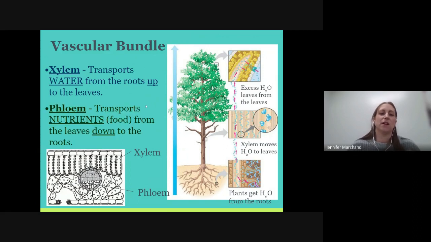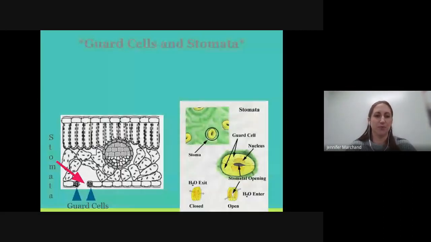And then you also have the phloem, which transports the nutrients from the leaves down all the way to the roots. Okay, so it's really just a constant process of water going up to the leaves to help with photosynthesis. And then the phloem helps the nutrients come down from the leaves into the root system to help the plant grow.